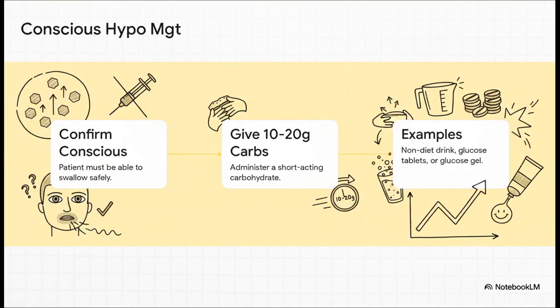Okay, so let's say you have a conscious patient who's having a hypo. The protocol here is actually pretty straightforward. Step 1, and this is critical, make sure they're alert and can swallow safely. No good giving them something if they can't. Then you're going to want to give them 10 to 20 grams of a fast-acting carb. Think a glass of a non-diet drink, some glucose tablets, or that glucose gel. The whole point here is rapid absorption, right? We need to get that blood sugar up and fast.